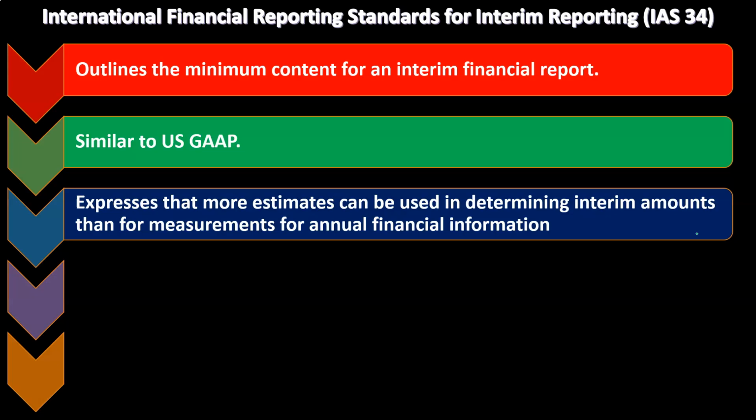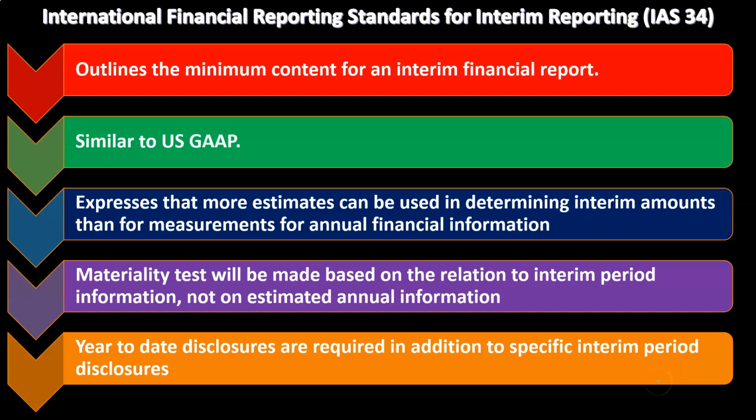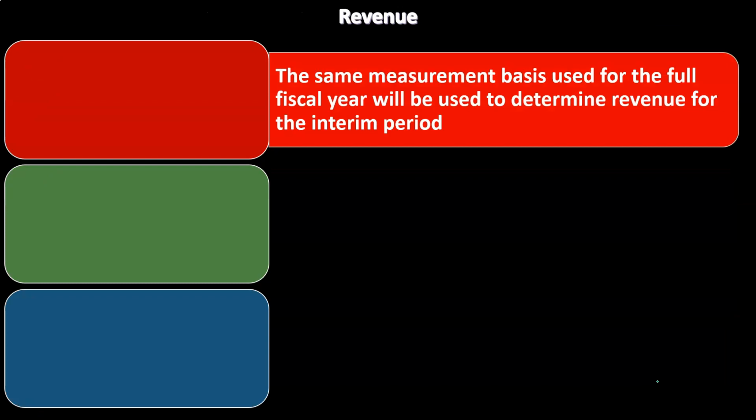In any case, it expresses that more estimates can be used in determining interim amounts than for measurement of the annual financial information. So in other words, if you're doing the quarterly reports, you're probably going to be using more estimates than you would if you did the annual financial reporting. Materiality tests will be made based on the relation to the interim period information, not on estimated annual information. And then the year-to-date disclosures are required in addition to specific interim period disclosures.